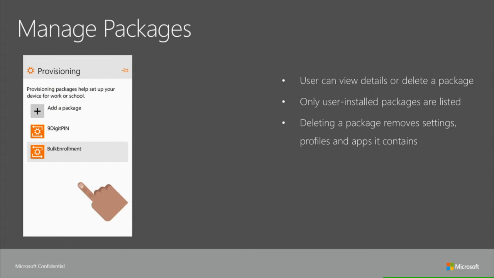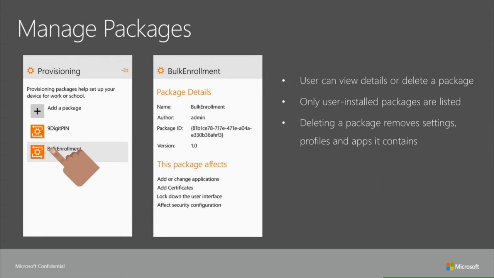Now you can see 2 packages installed on this device. One configures, I believe, the pin length, and another configures bulk enrollment. Users can view details of these packages. They can also delete this package. If deletion of provisioning package is allowed by the policy, you can disable that. And if the package gets deleted, it removes everything that it brought to the device. So if it applied certain profiles, settings, certificates, and so on, these things will be removed from the device the moment package gets deleted.